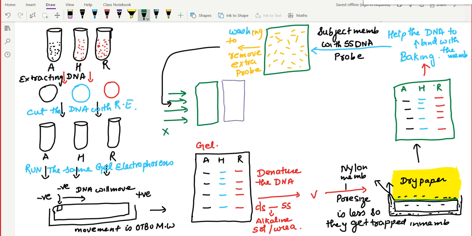Now what happens in X-ray radiation? Let us try to understand. Subject it to X-ray radiation. Now when the X-ray falls, what will happen? This radioactive material which was there with the probe will take that radiation and emit another wavelength, and that emitted light will form bands on the X-ray film.